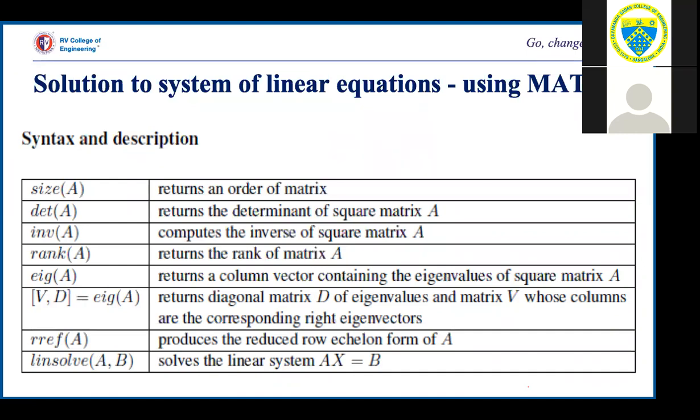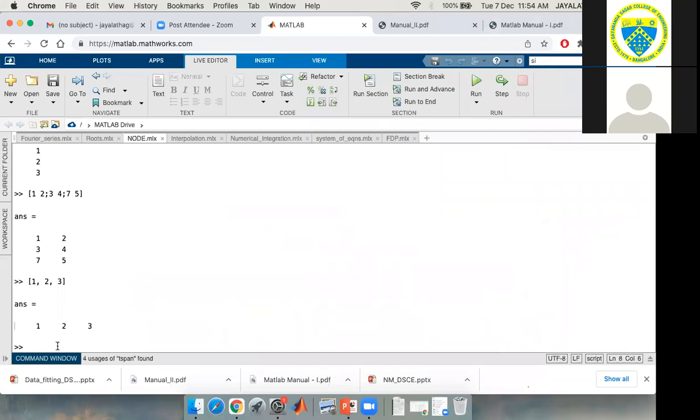It's very simple. You can take one matrix and check the order of the matrix. So it has stored 1, 2, 3, 4 in the form of a matrix with the variable name A. I want to find size of A. It is 2 cross 2.